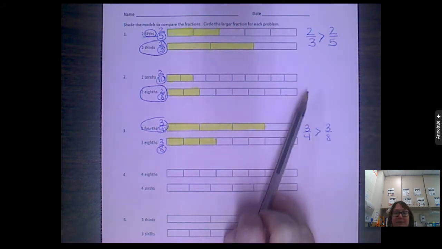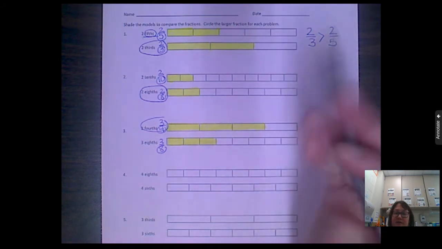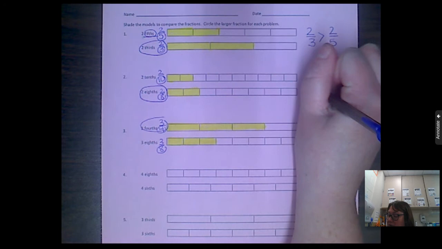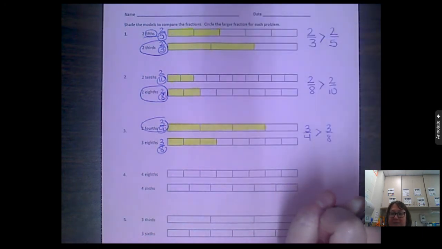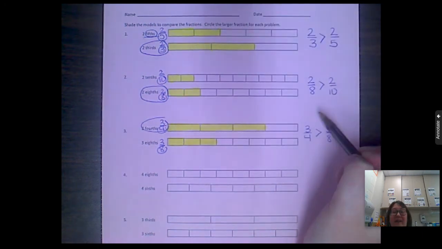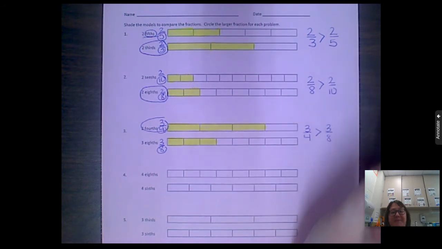What's our number sentence for this one? So 2/8 was bigger. So 2/8 is greater than 2/10. That mouth is open to eat the 2/8 because it's bigger. So we think of these as our alligators. The alligators want more chocolate too.